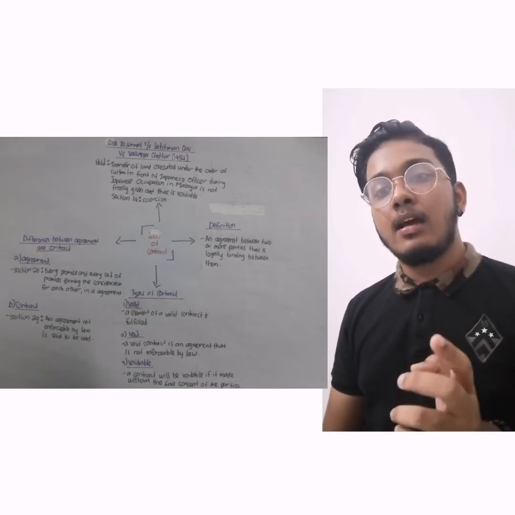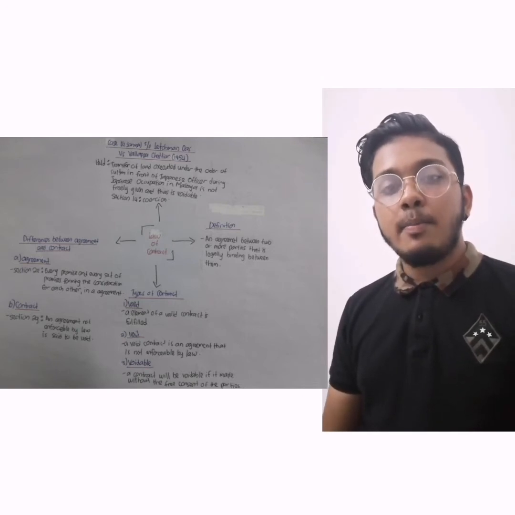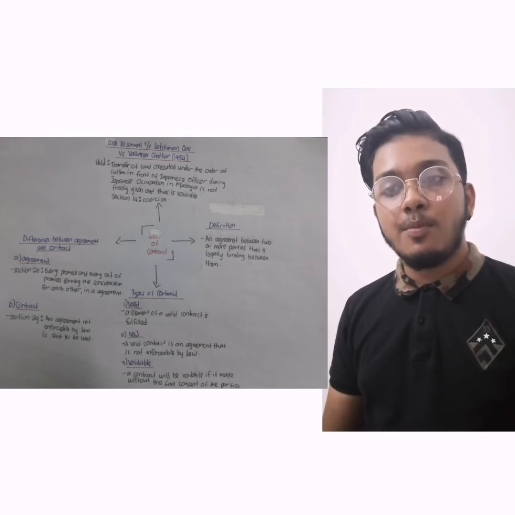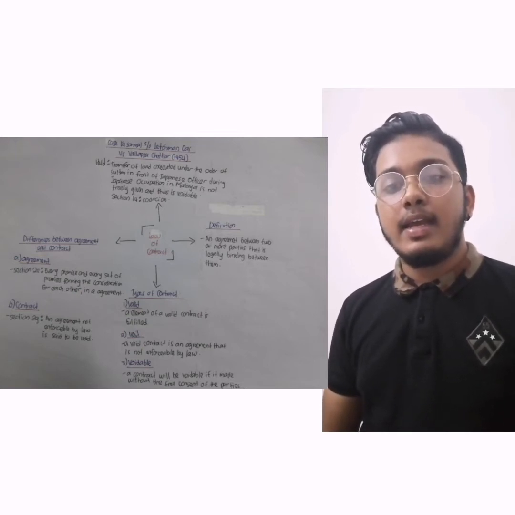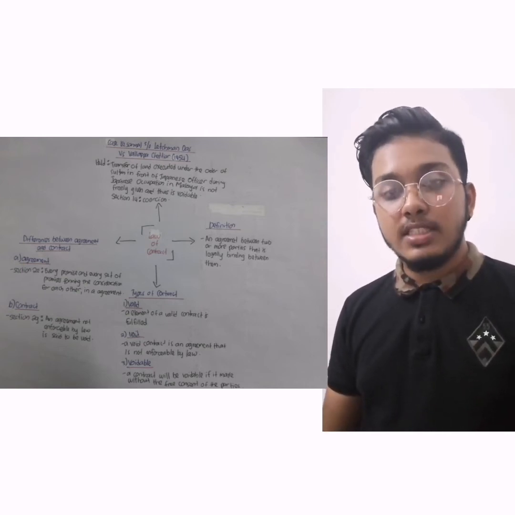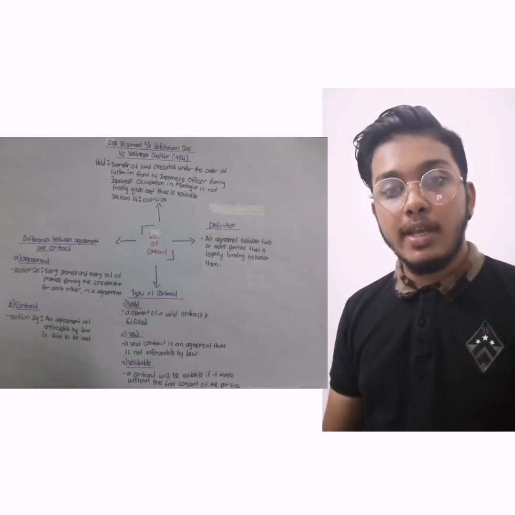And then there are differences between agreement and contract. Agreement, based on section 2(e): every promise and every set of promises forming the consideration for each other is an agreement. And then contract, based on section 2(g): an agreement not enforceable by law is said to be void.